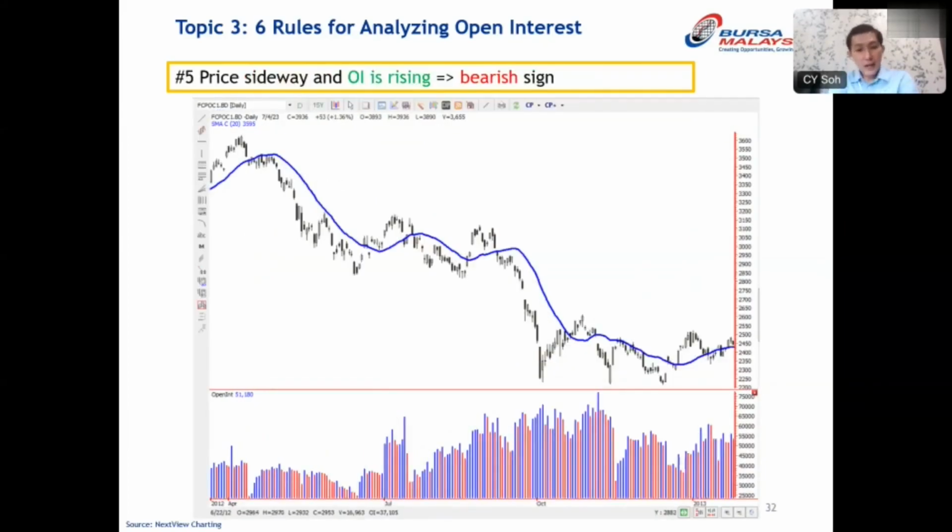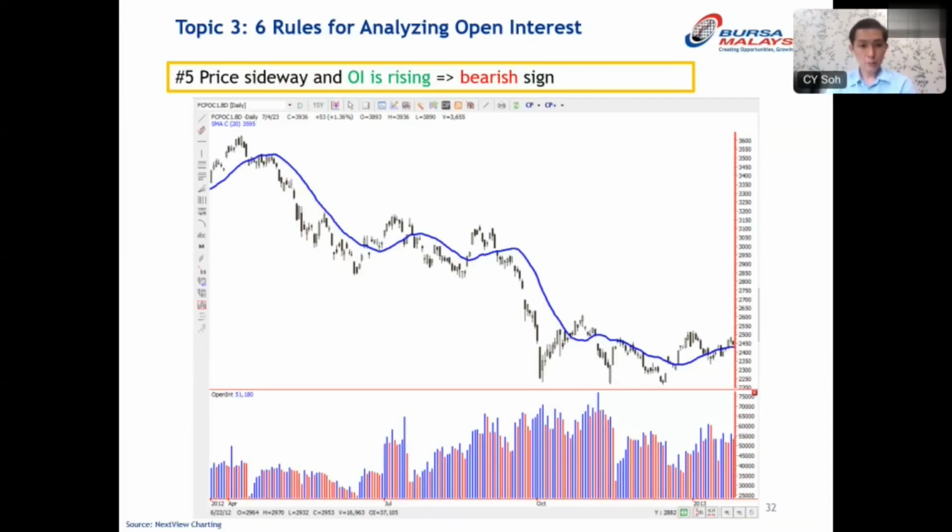So rule number 5, of course, rule number 5 and number 6 I've mentioned already. It's a little bit hard to identify because it is a sideways market. Usually, when it comes to technical analysis, uptrend and downtrend are very clearly confirmed. It's very easy to identify. It's just that sideways is something very subjective and something difficult to clearly identify.